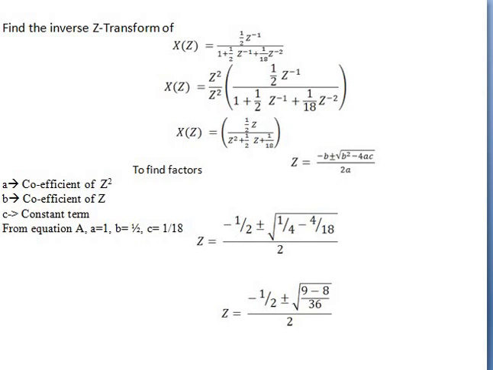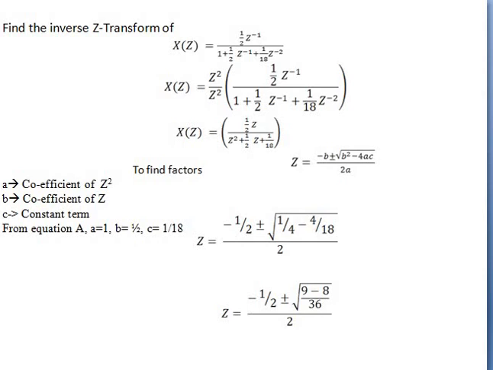Let us see an inverse Z transform problem using partial fractions. Here the given X of z is 1 by 2 z inverse divided by 1 plus 1 by 2 z inverse plus 1 by 18 z power minus 2. To make the powers of z positive, multiply the numerator and denominator by z square. So we are getting X of z equal to 1 by 2 z by z square plus 1 by 2 z plus 1 by 18.